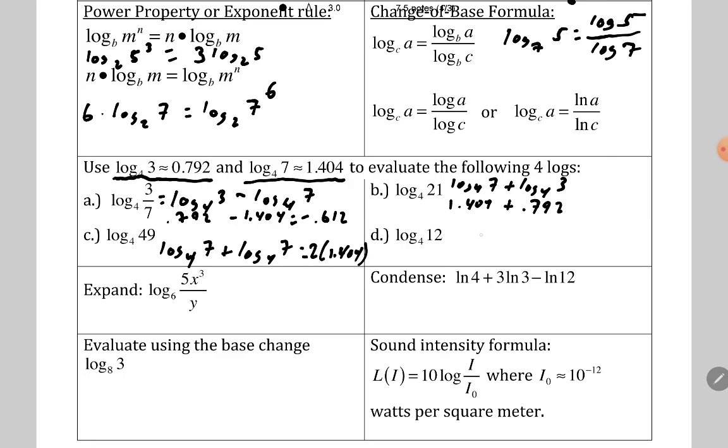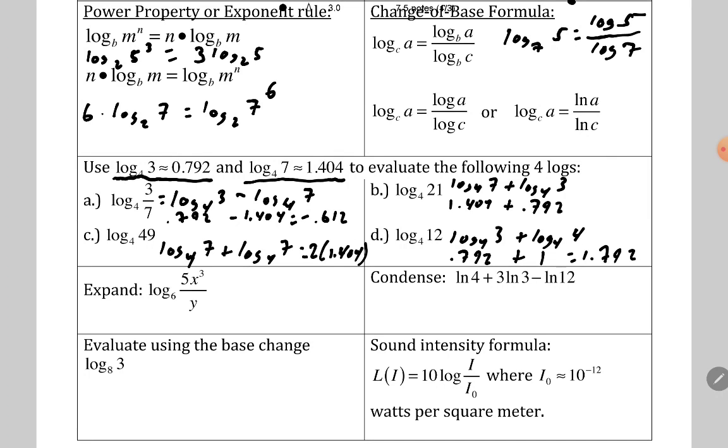Log base 4 of 12. Now this is a tricky one. But we should know that 12 could be broken down into 3 and 4. But what is log base 4 of 4? That is 1. And we know what log base 4 of 3 is, 0.792. So we add them together to get 1.792.